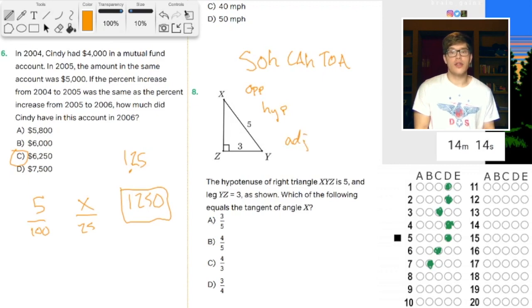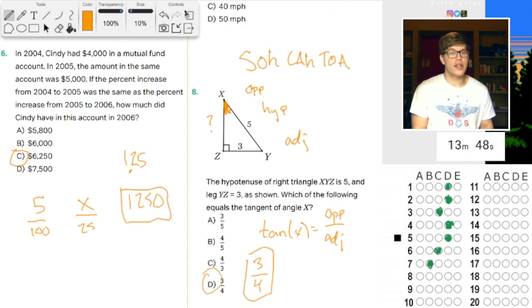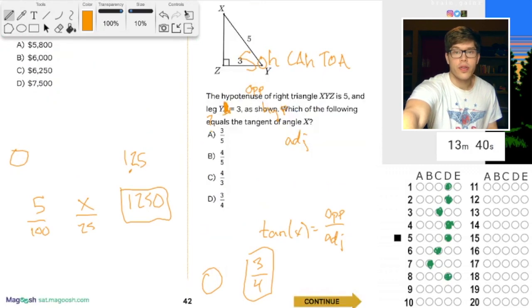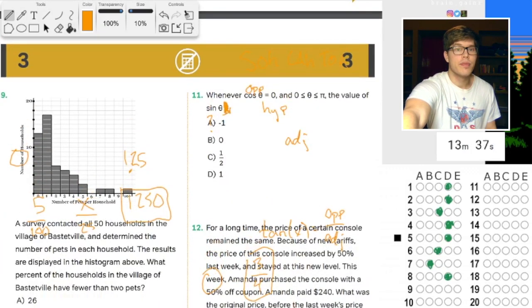So tangent of angle X. So angle X, tan of X equals our opposite over our adjacent. So our opposite side is 3, and our adjacent side is this question mark value. Well, this is a 3, 4, 5 triangle. So this is 4. So this is 3/4, D. And 3, 4, 5 triangles come up a lot in the SAT. I highly recommend knowing what they are. They can be proved with the Pythagorean theorem.